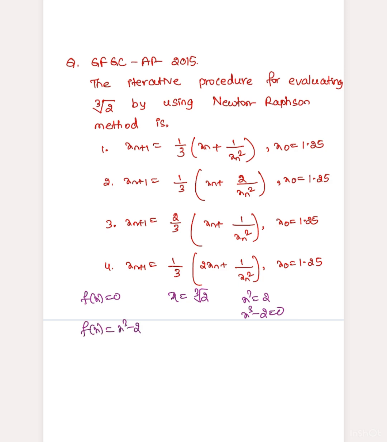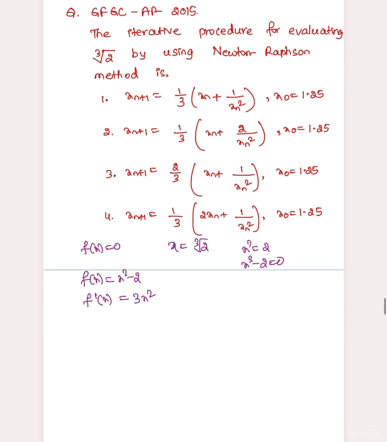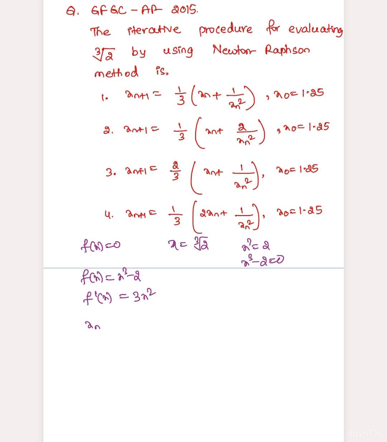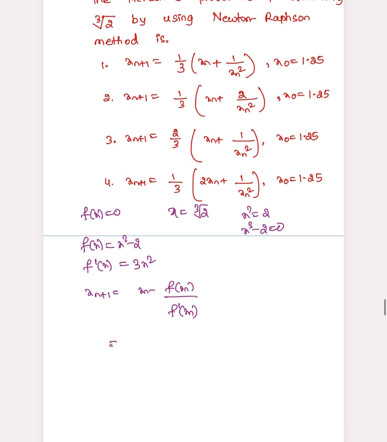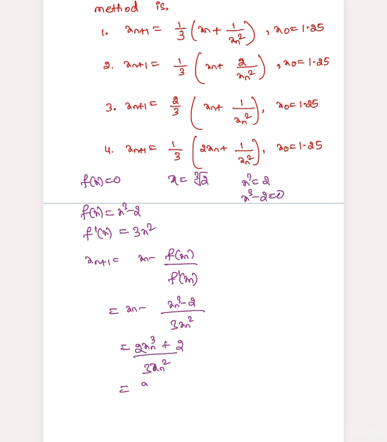Now for the Newton-Raphson method we need f dash. Now f dash is equal to 3x square. Now just putting in the iteration scheme, that is given by xn plus 1 is equal to xn minus f of xn divided by f dash of xn. So here f of xn is xn cube minus 2, f dash is 3xn square. So just cross multiply and simplify, that is 2xn cube plus 2 divided by 3xn square. Just take 2 common from above and 3 below.